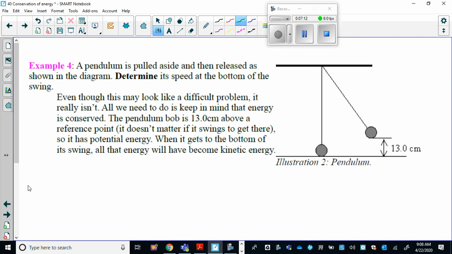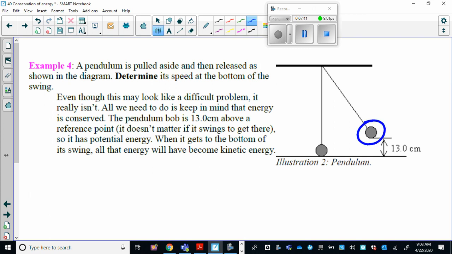Example 4 is a classic pendulum question, and it's one you've probably done in Science 10. So we won't spend a lot of time on it, but it's also identical to the toboggan problem. So it's the same principle here. We have a pendulum, we let it go. We want to calculate the speed of the pendulum when it gets to the bottom. And all we need to do is acknowledge the following things.